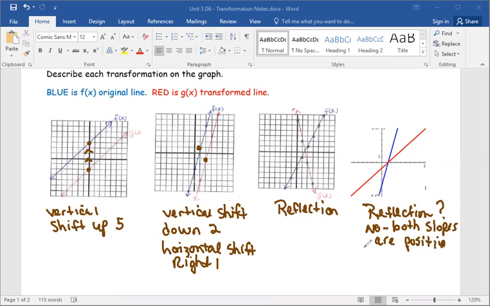So there's no reflection. What we have going from the blue to the red is a vertical compression. We're not going to figure out what it is from a graph. We just need to know that it actually is a compression, and it is a compression because the slope of the blue line is larger than the slope of the red line. We don't know by how much right now, we just know that there is a difference. So those are examples of our linear transformations.